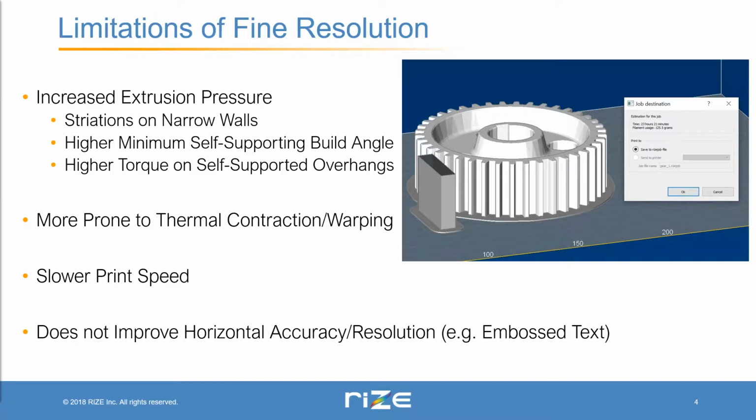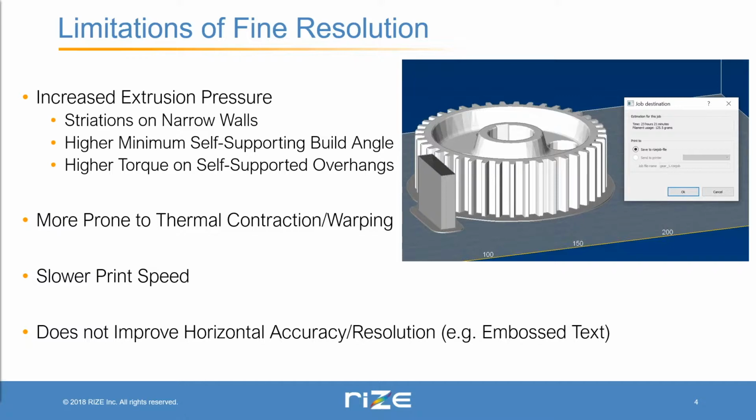So another thing that limits the use of fine resolution is that it becomes more prone to thermal contraction or warping, and this is because it's extruding material much more densely into the part and pressing much harder into the existing thermoplastic layers, and because of that, the plastic, as it contracts, is exerting more stress on the thermoplastic that's already been laid out, and that can increase the effect of warping.